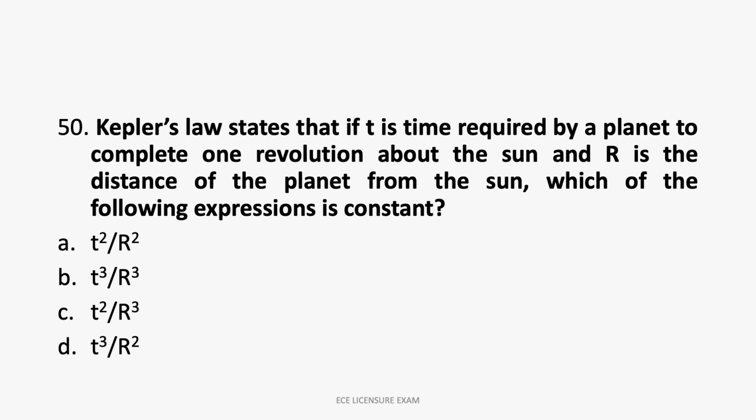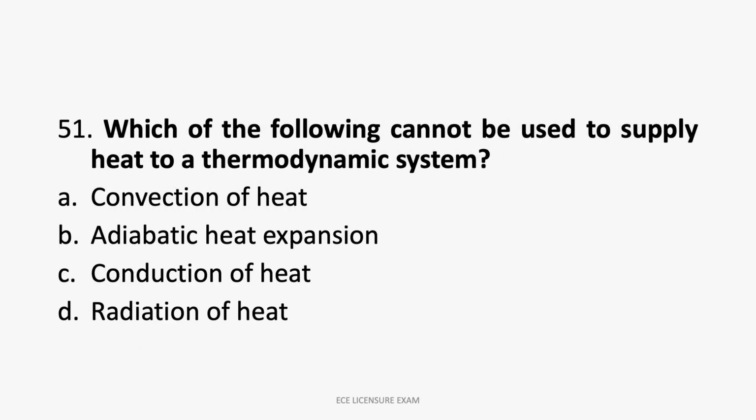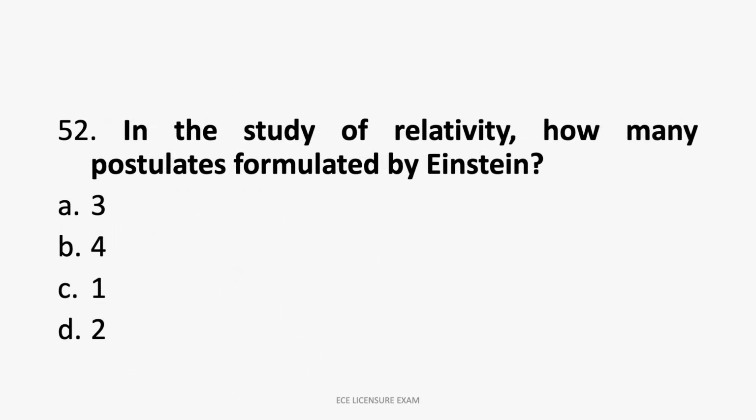Kepler's law states that if T is time required by a planet to complete one revolution about the Sun, and r is the distance of the planet from the Sun, which of the following expressions is constant? T squared over r cubed. Which of the following cannot be used to supply heat to a thermodynamic system? Adiabatic heat expansion. In the study of relativity, how many postulates are formulated by Einstein? 2.